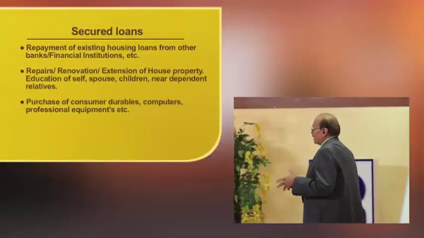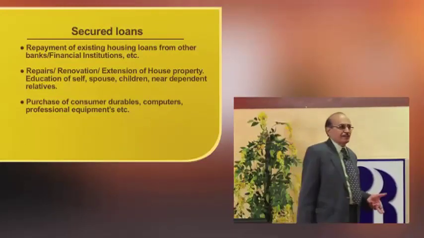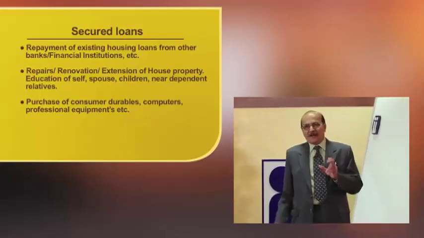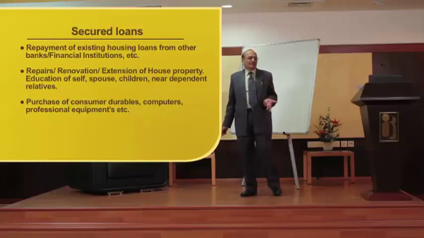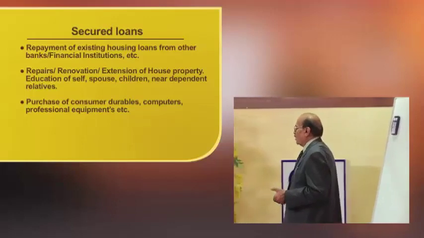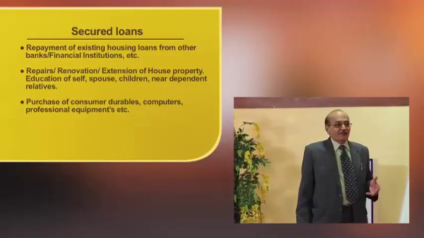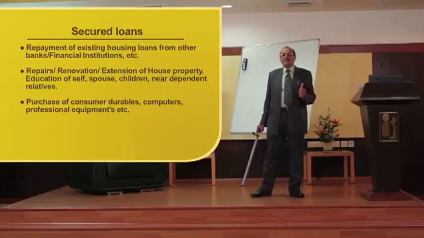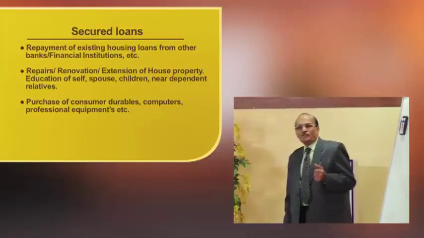When we grant a secured loan, security is obtained. So repayment of an existing house loan, or part of the money required to meet the personal loan, can be sanctioned for that purpose. Repair, renovation, extension of a house, education, or even purchase of consumer durables like computers, professional equipment, or any white goods can be sanctioned by way of personal loan.